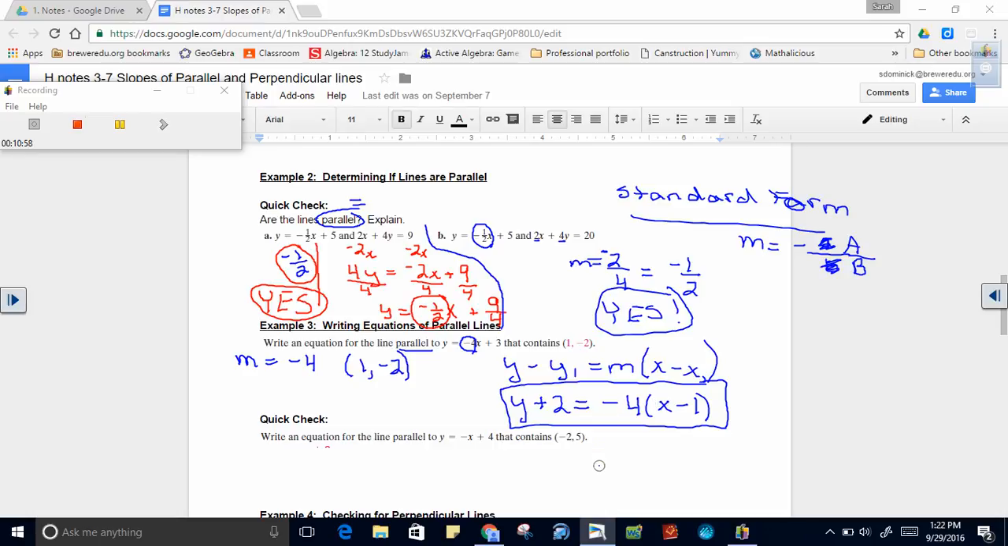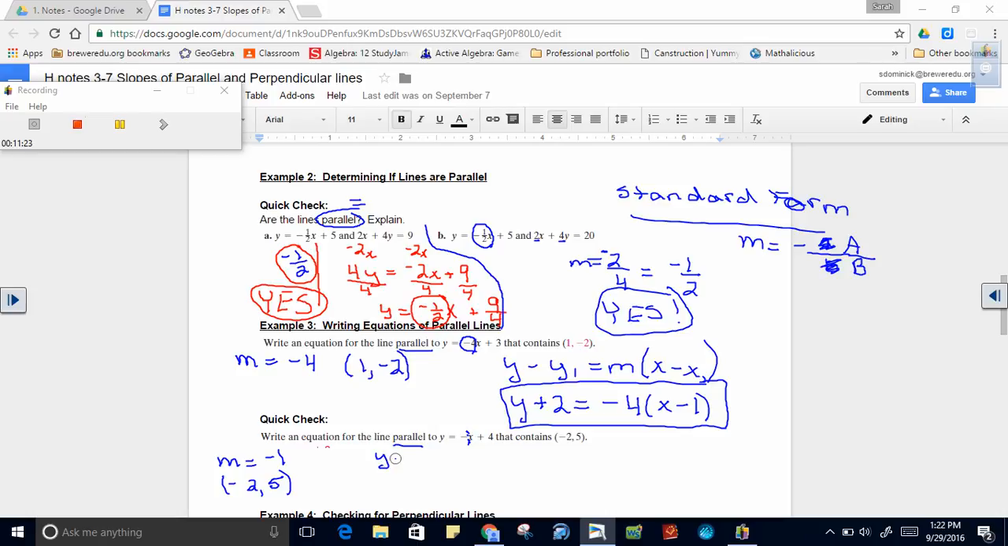Okay, so try your quick check. Pause. Alright, so this is asking the same thing. Remember, this negative x has a coefficient of negative 1. If it's parallel, my new slope will be negative 1. The point that they want it to go through is negative 2, 5.